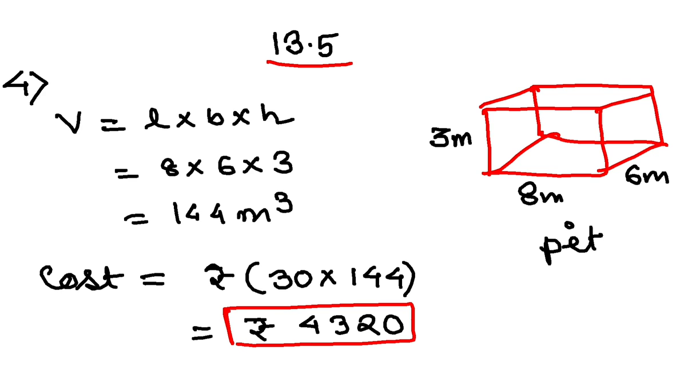Okay, so very simple. First we'll find the volume and then we'll find the cost. Okay, that is question number 4. Now let's move on to question number 5.